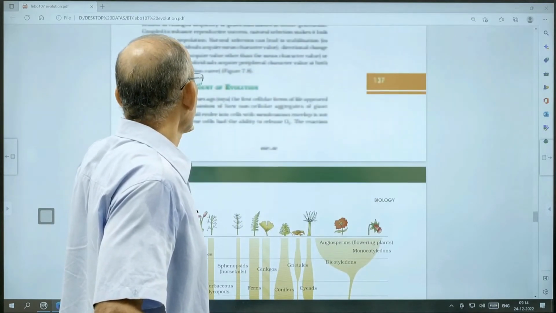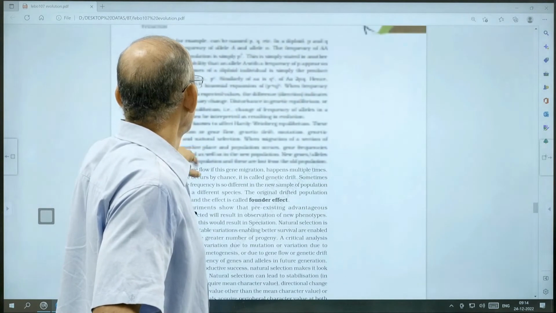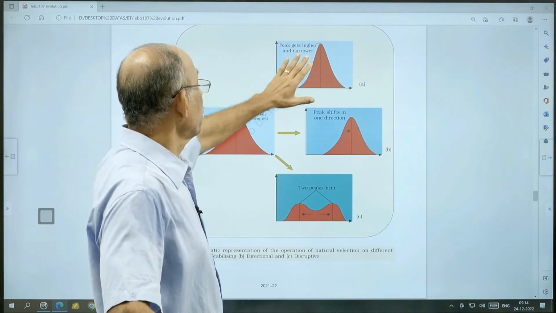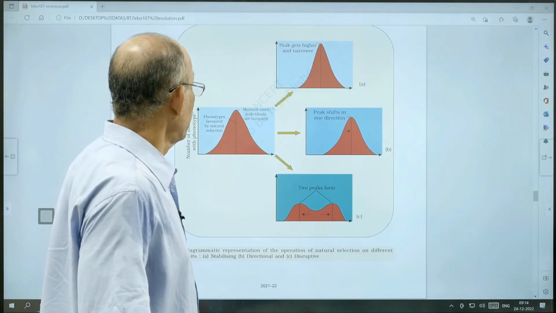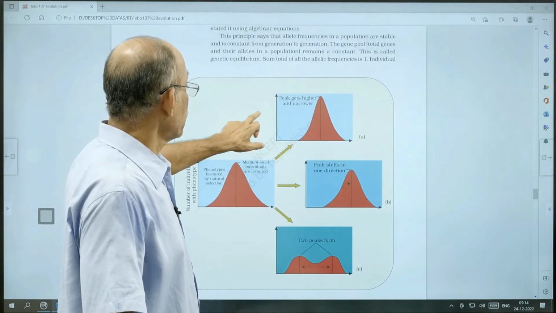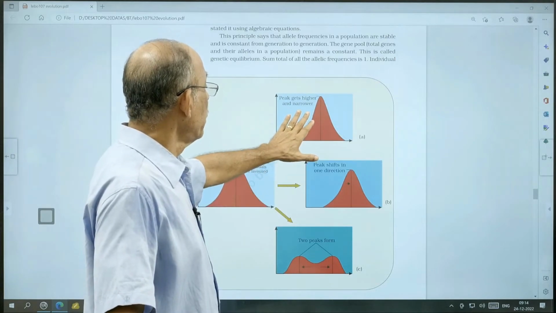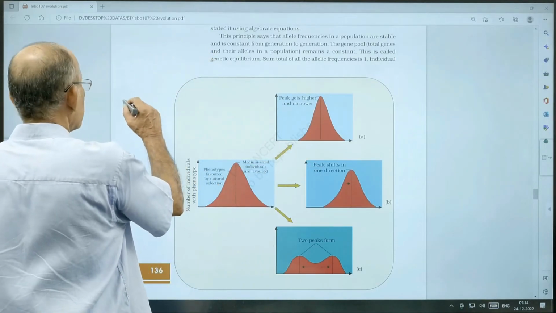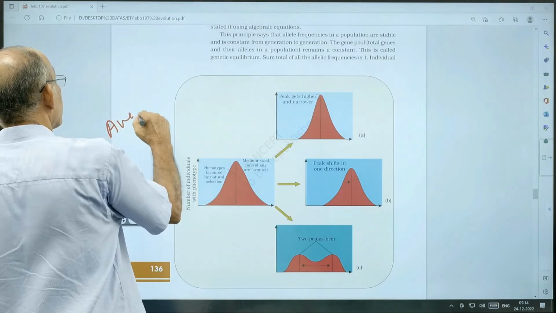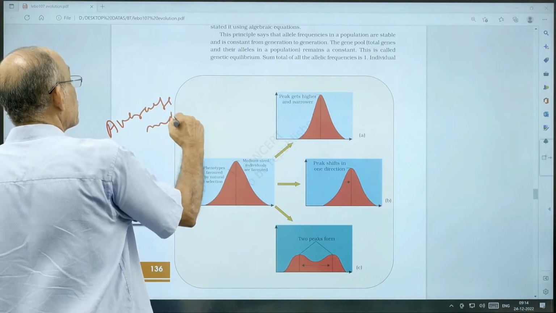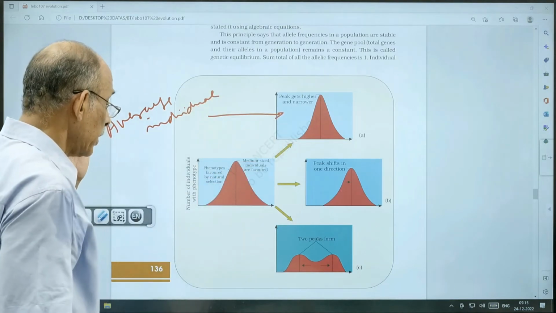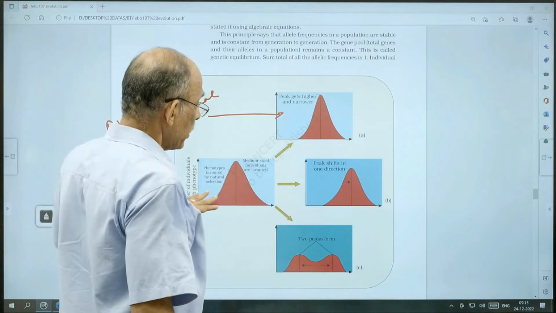Then another figure you have to remember is of different kinds of selection. These are three different types of selections. The first one is the common feature where average individuals are selected. Average individuals, we get the peak like this, but this is known as stabilizing selection.